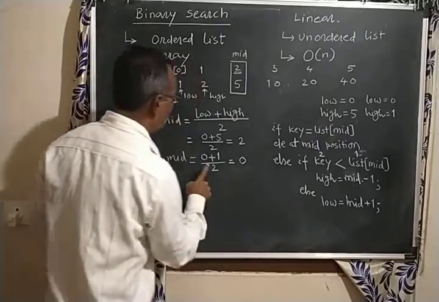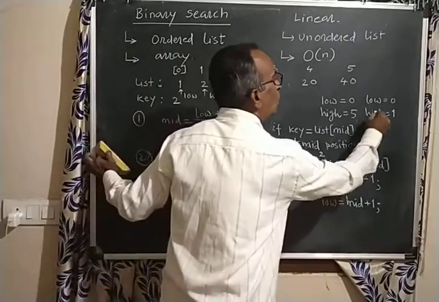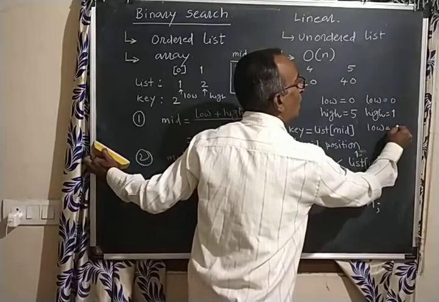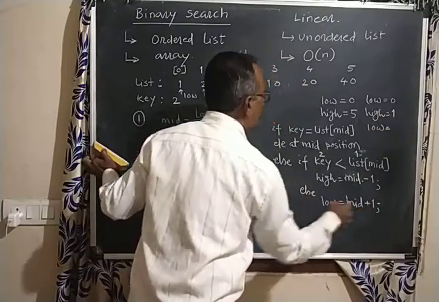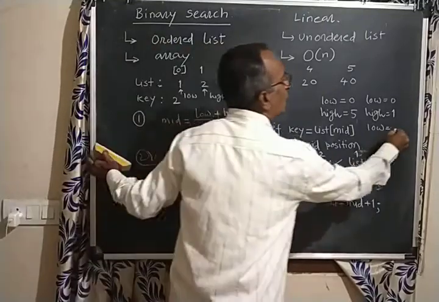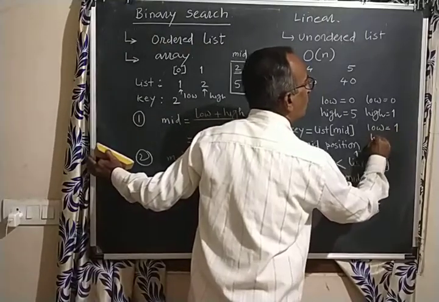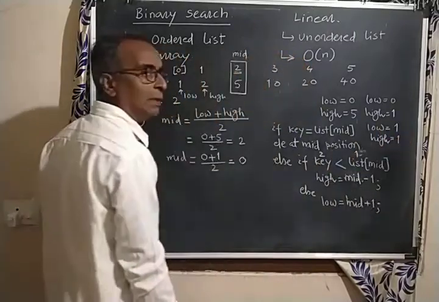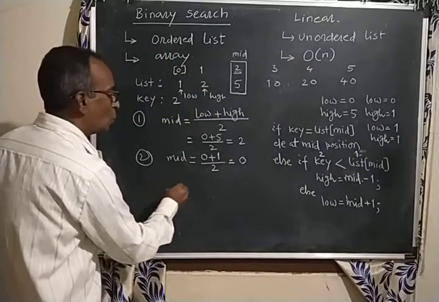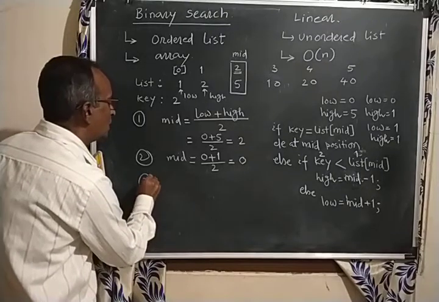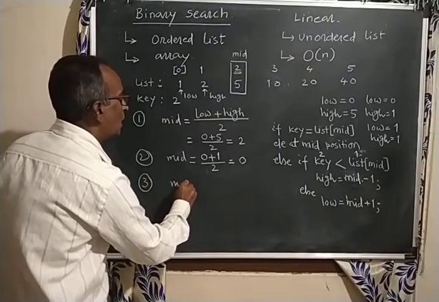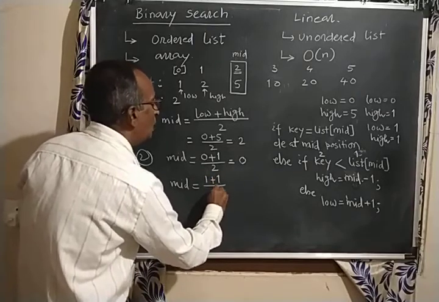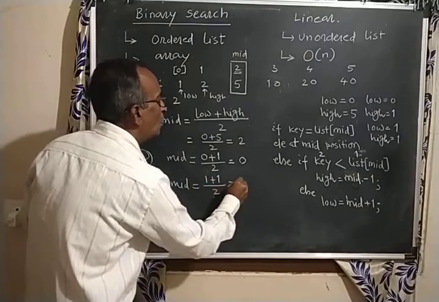So in this case, what will happen now? New low will be mid plus 1. What is mid value? 0. 0 plus 1, 1. You are not changing high here. High will be 1 only in the next iteration. So in next iteration what happens, mid is calculated again. Mid is given by low plus high by 2. That is 2 by 2, it will be 1.